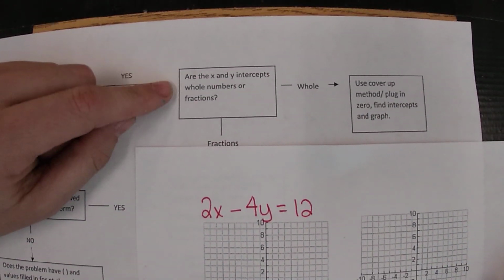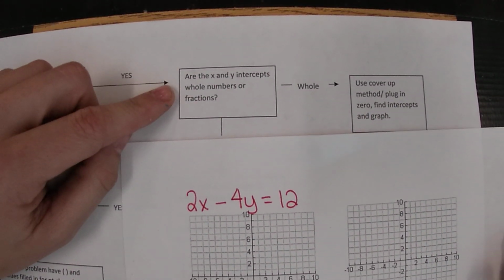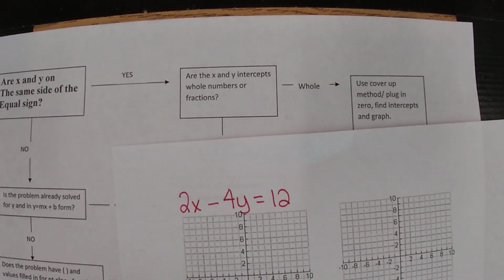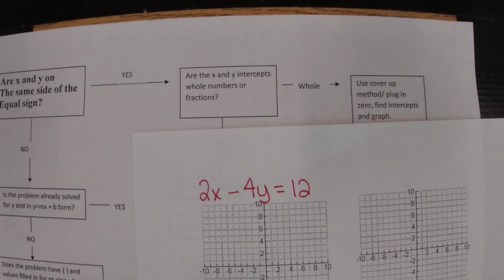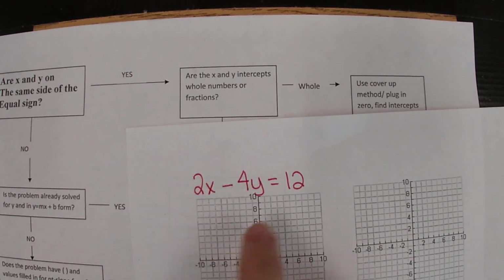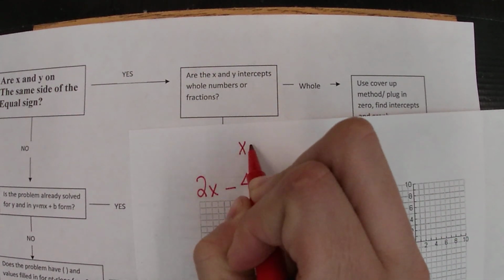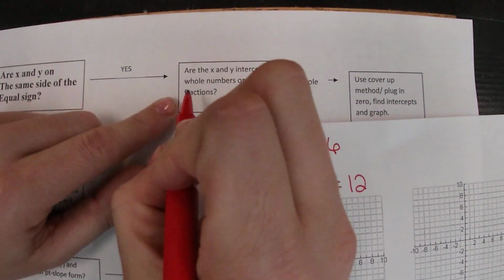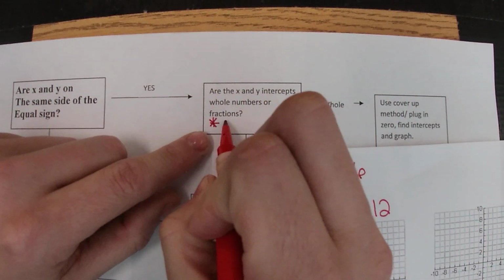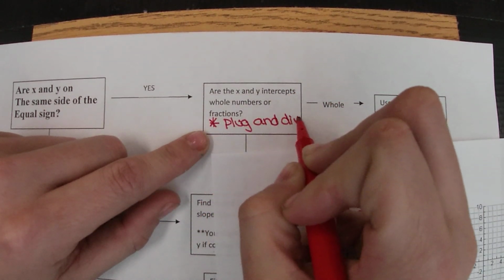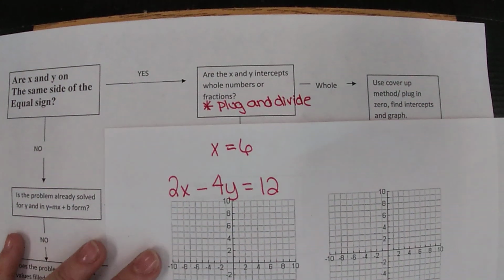It then says, are the x and y intercepts whole numbers or fractions? When we're in this form and we go to find the intercepts, this flow chart isn't telling you how to find all of them. We're truly plugging in 0, but that makes this term go away. We'll divide by 2, and that tells us that our x-intercept will equal 6. Maybe you need to make a note up here on your flow chart, like plug in 0 and divide, in case your brain forgets how to actually do it.